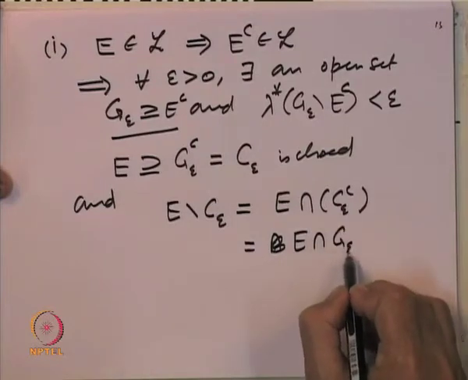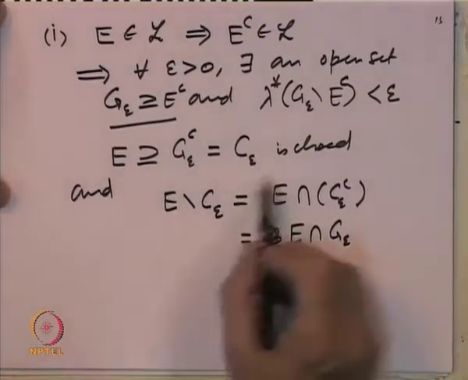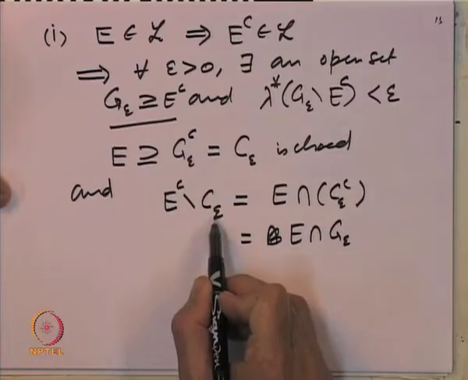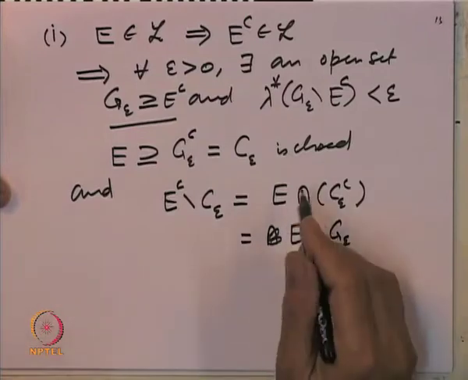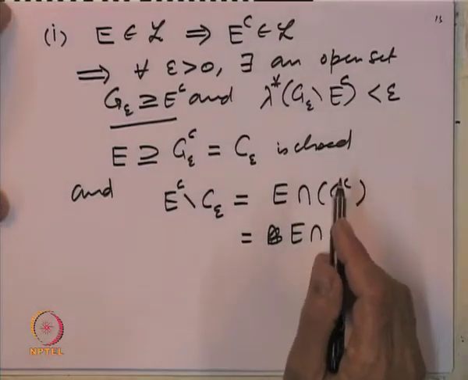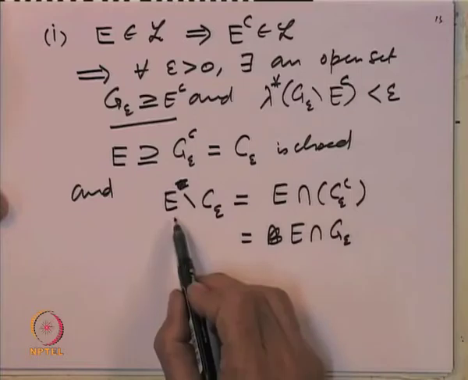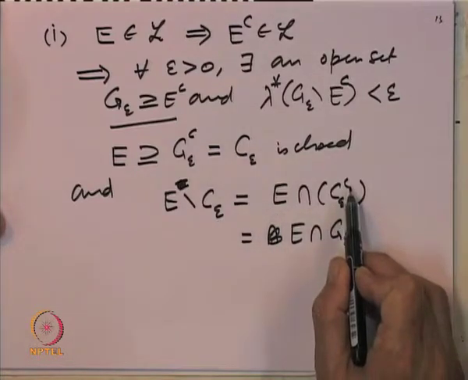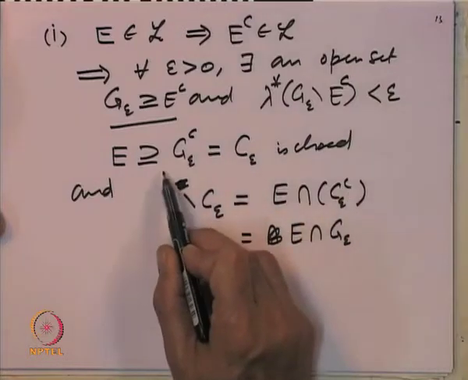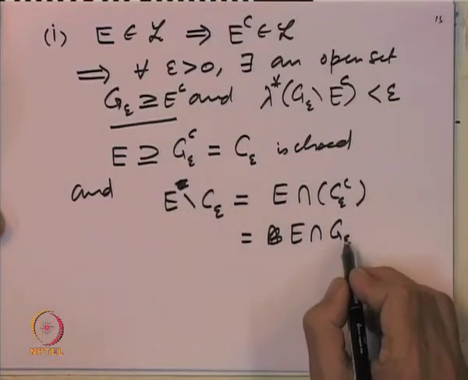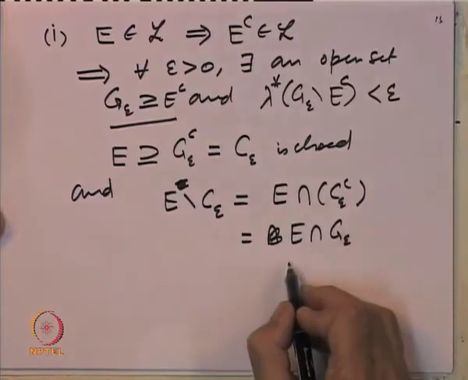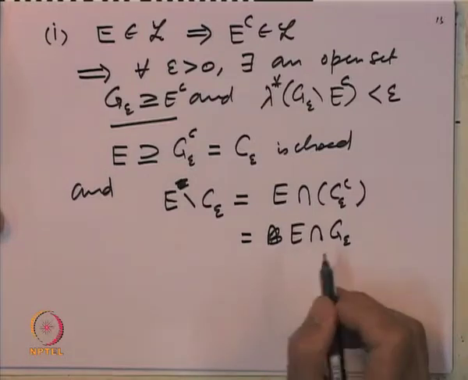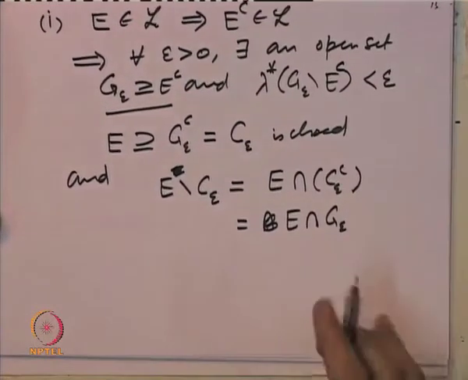This is G epsilon. Oh, sorry, we want E complement. We want to find out what is the difference between the closed set inside E complement. So, E minus C epsilon is E intersection C epsilon complement, and C epsilon complement is nothing but G epsilon. So, this is G epsilon intersection E. So, we want to conclude.